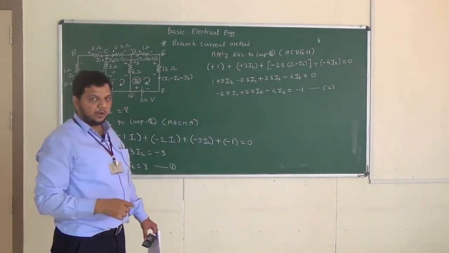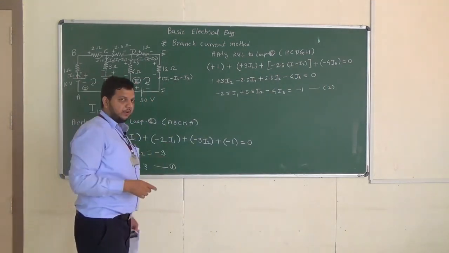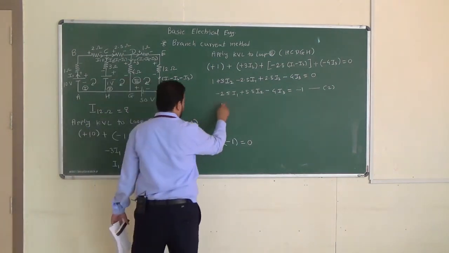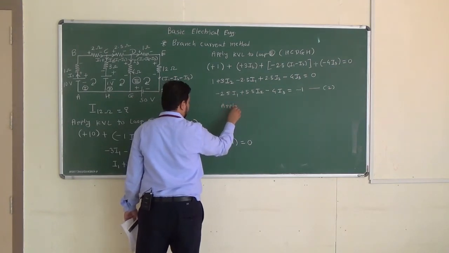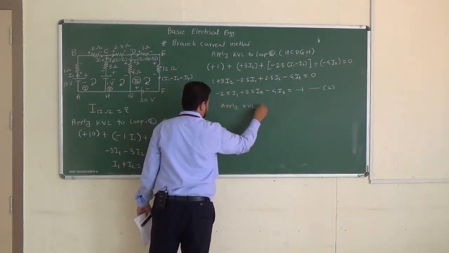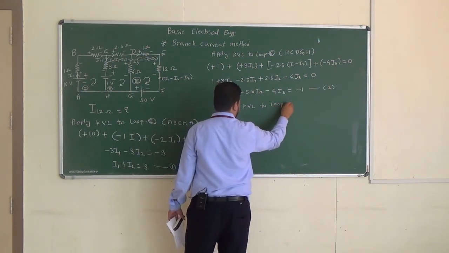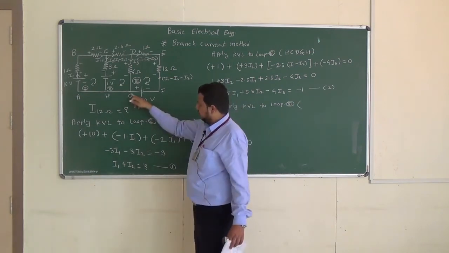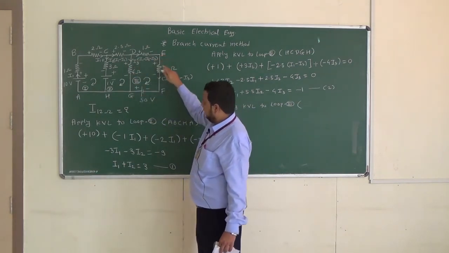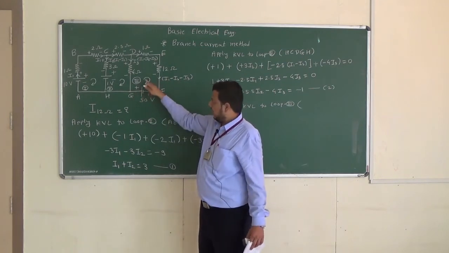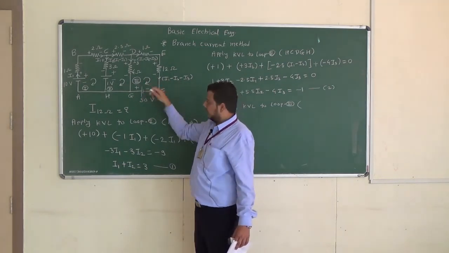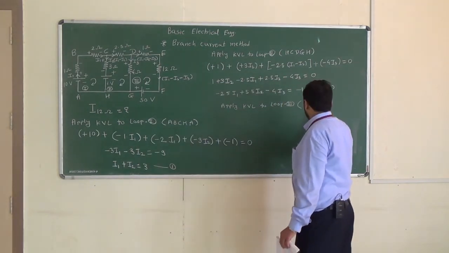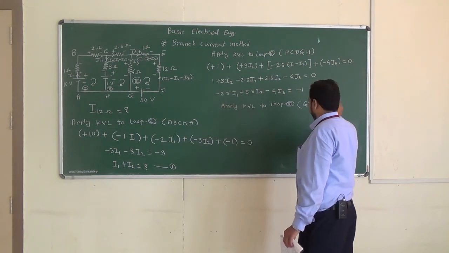Now we have to apply KVL one more time, because as we have seen in step number 5, number of unknowns and number of KVL equations, they should be same. Now third loop we will consider. So apply KVL to loop 3. What is third loop? So third loop is G, D, E, F, G, because here we have followed the convention, that is we are applying KVL in clockwise direction. Okay, so this will be G, D, E, F, G.